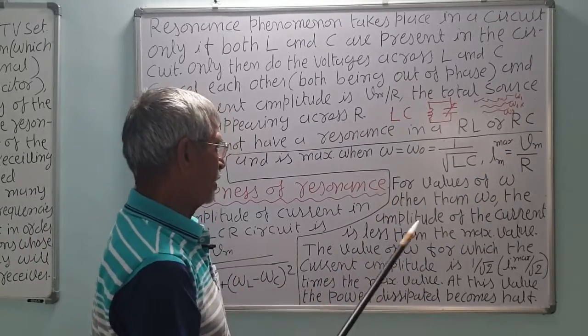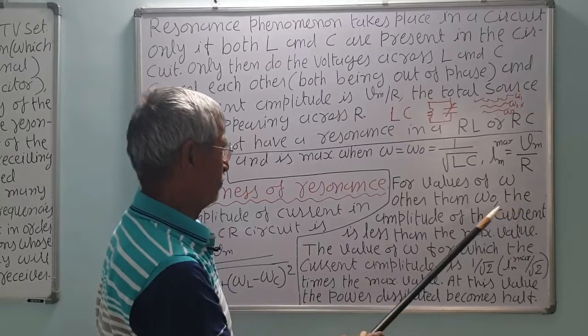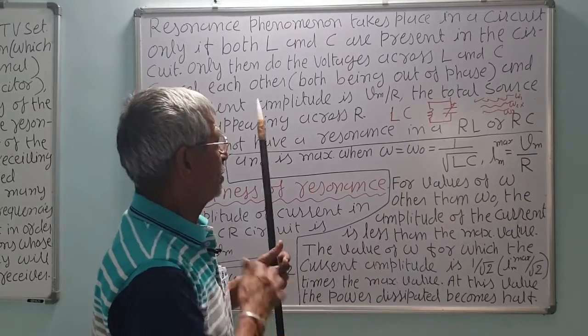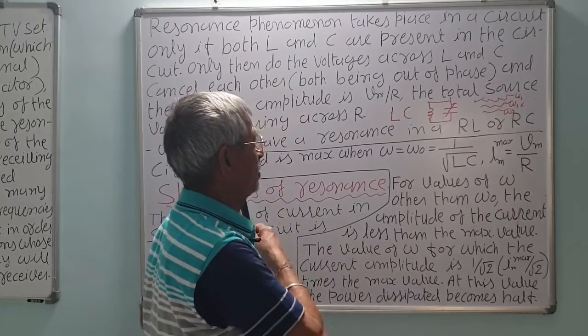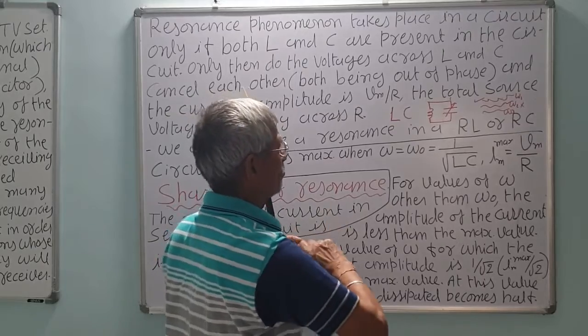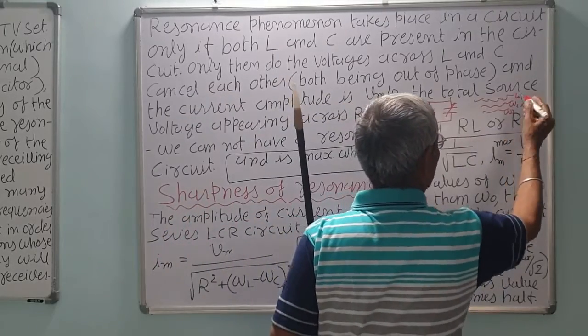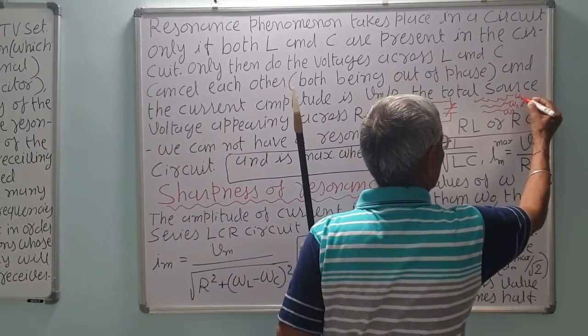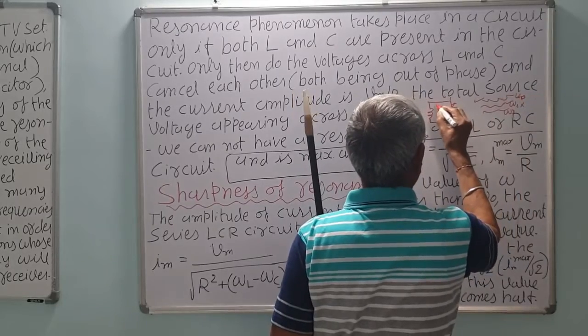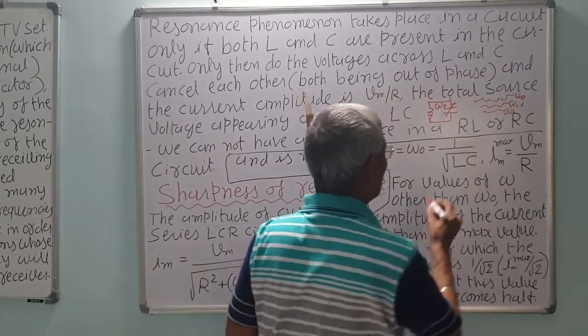For values of omega other than omega 0, say this is, we want, say this is omega 0. Let us call it omega 0. Here also we want omega 0.